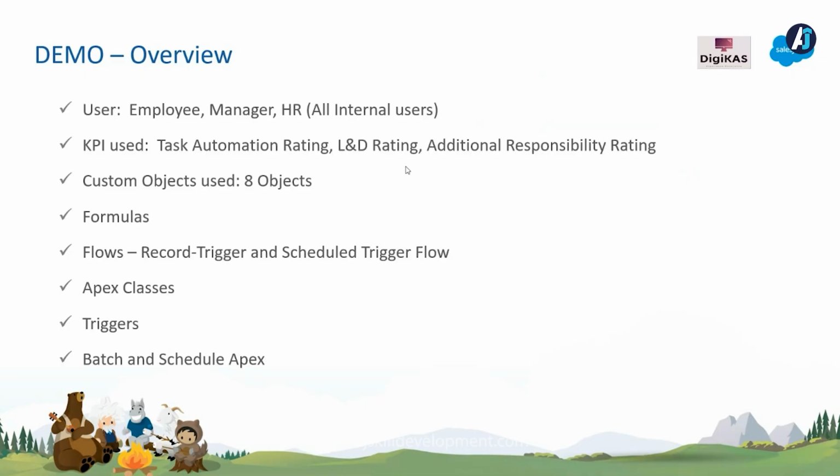Today is the sprint 4 final demo. So I will give an overview of the demo, what we are going to show. We are using 3 users. The 3 users involved in this POC are employee, manager, and HR, all internal users. The KPIs used are task automation rating, L&D rating, and additional responsibility rating.